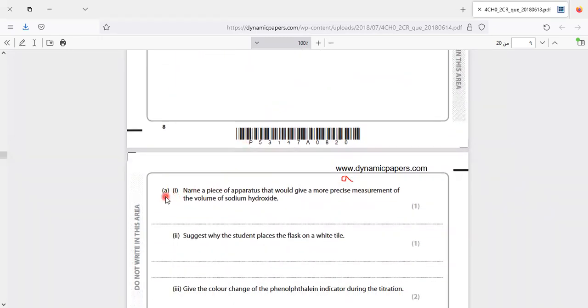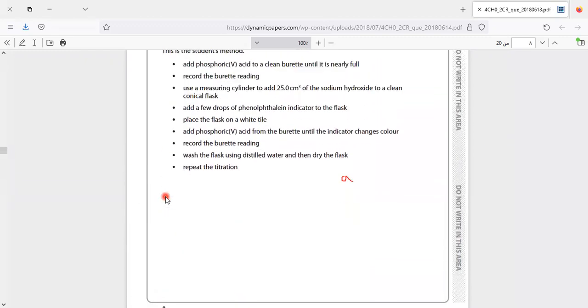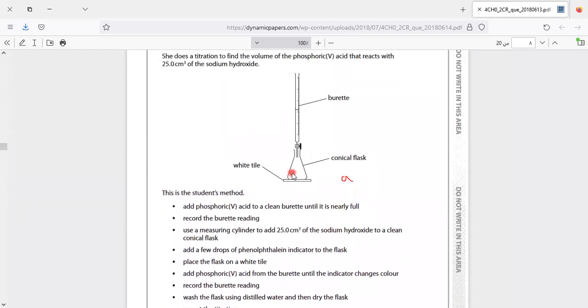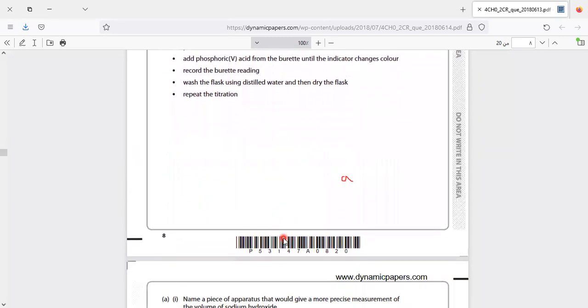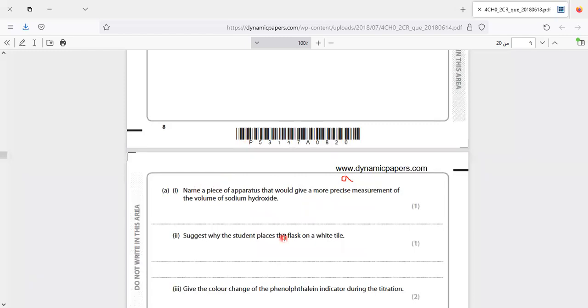Name a piece of apparatus that would give a more precise measurement of the volume of sodium hydroxide. If you need to add sodium hydroxide to the conical flask, you need 25 cubic centimeter. How can you measure 25 cubic centimeter accurately? Using a pipette. Yes, using a pipette. So if you need an accurate volume, I have to use a pipette. Number two.